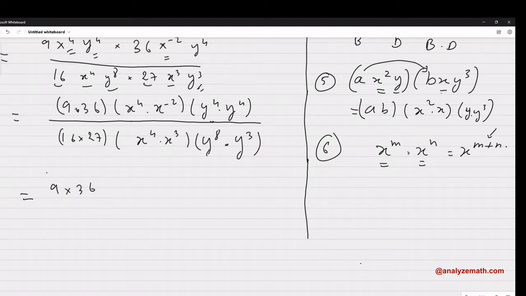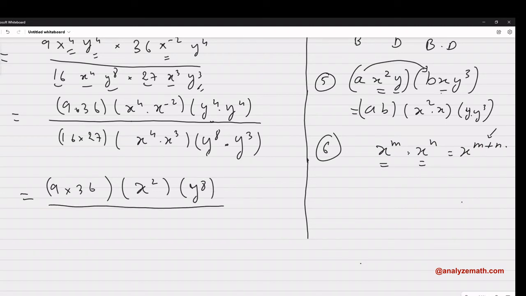Now let's keep the constants as they are for the time being, because there might be some simplification. So I'm going to apply this rule here. This is x to the power 4 times x to the power negative 2. It will be x to the power 4 minus 2, and that gives me x^2. Here, y to the power 4 times y to the power 4. 4 and 4 gives me 8. y to the power 8.